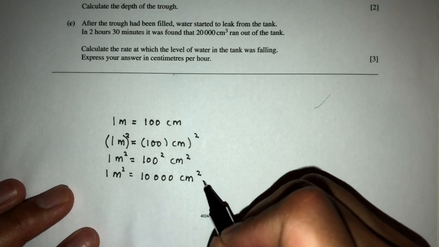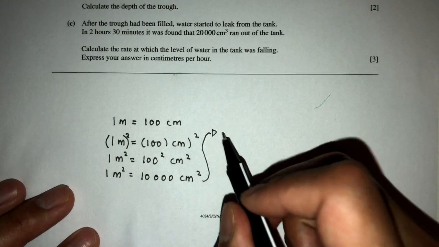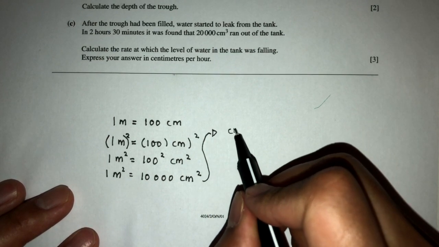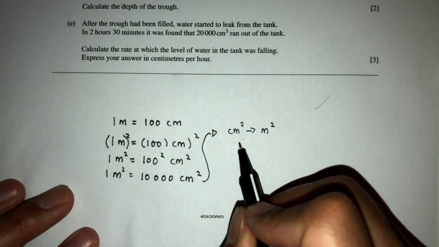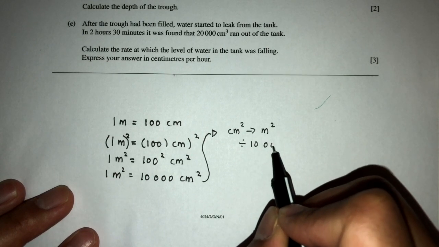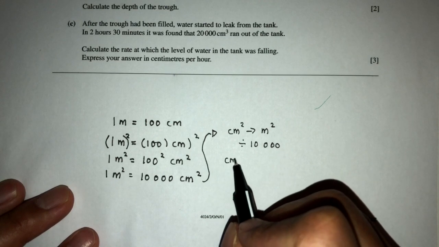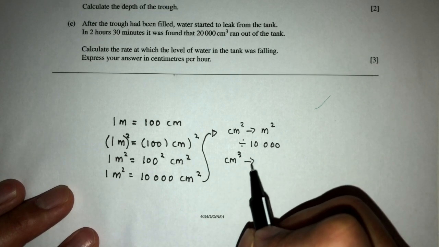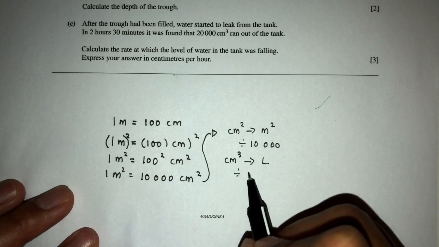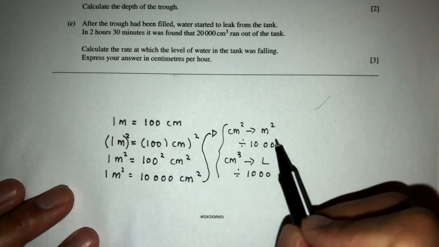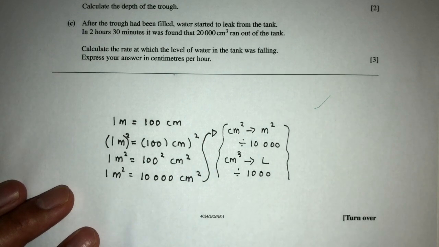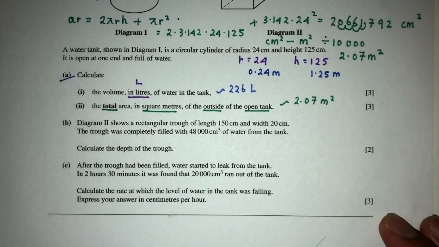So from this, we realize that to change centimeter square to meter square, divide by 10,000. And to change centimeters cube to liters, divide by 1,000. So these are the two main things we have to know in these questions to find the right answer. Now let's move on to part B of the question.